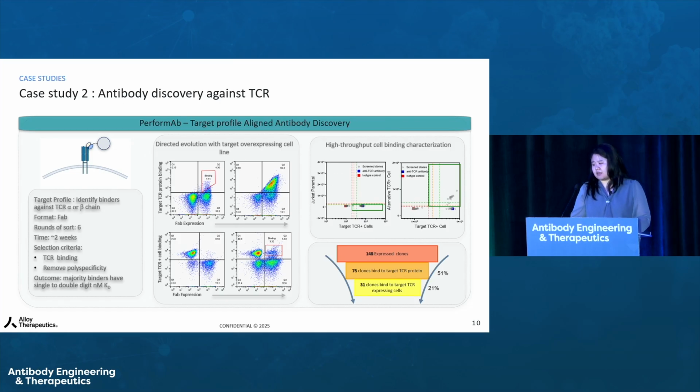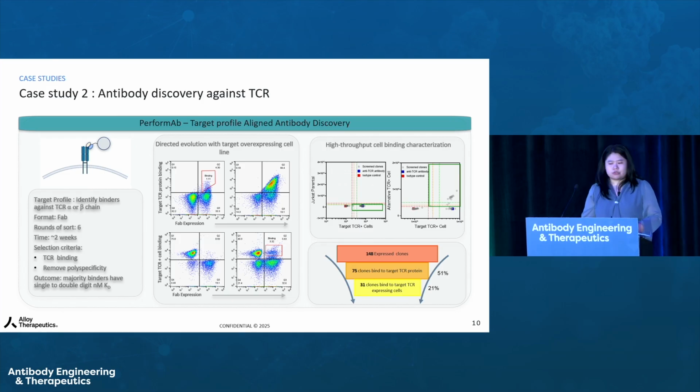And then the second line is showing when we're confirming out of the selection, does the population that we have sorted actually bind to the cells? So what you can see on the left is our negative control, and we can see on the top right quadrant there, you don't see any binding, showing that whatever selection we have done is actually very specific, and the binder doesn't bind to the cell itself.